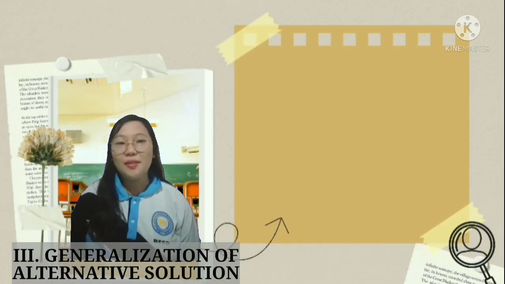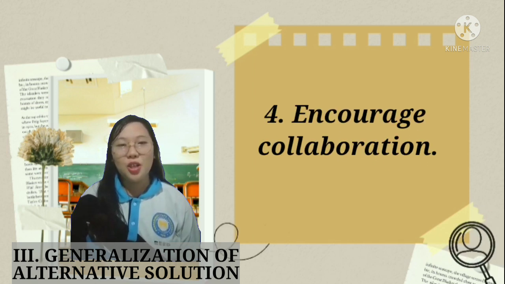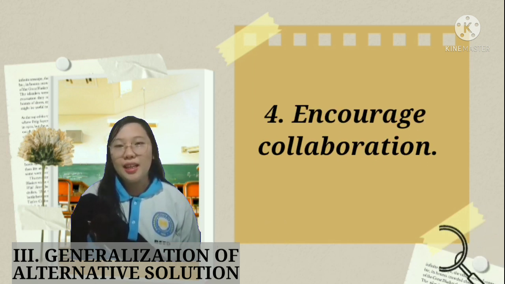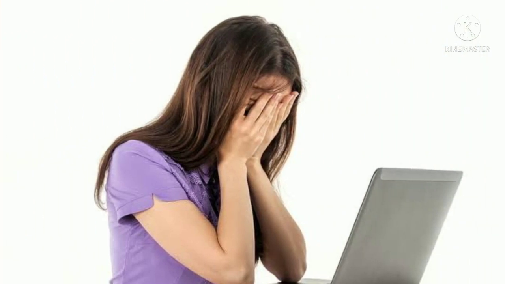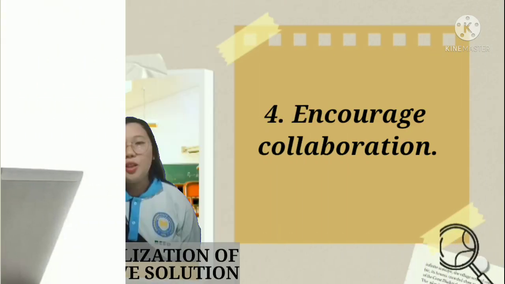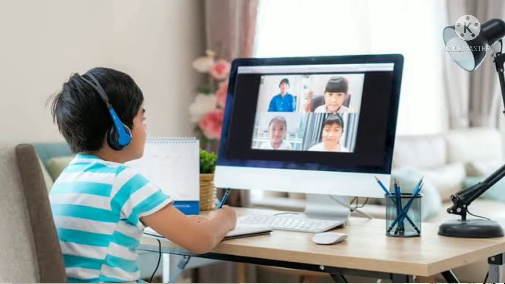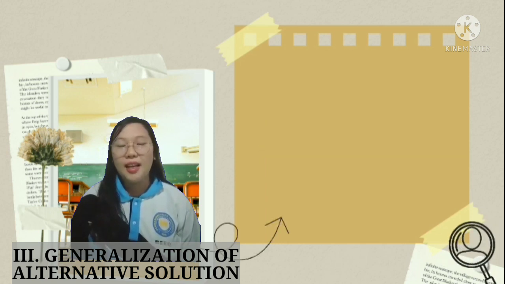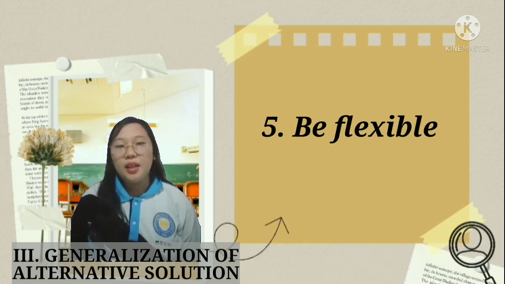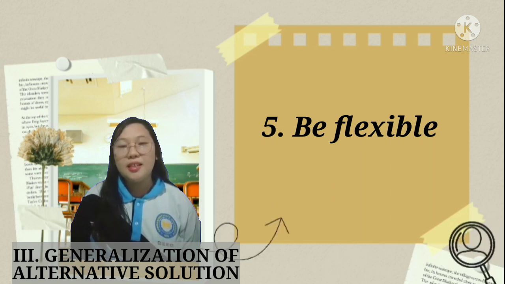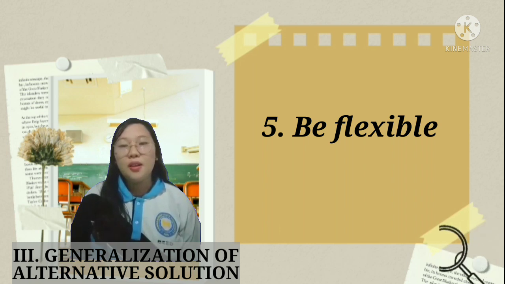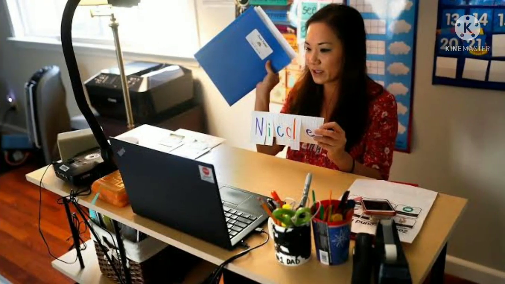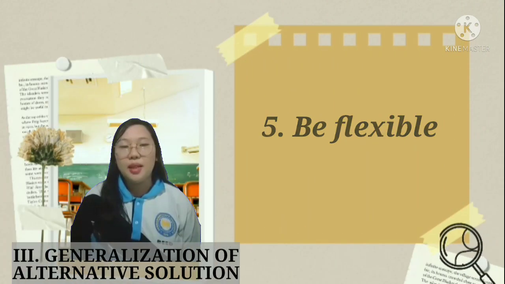For the fourth alternative solution, which is encourage collaboration, virtual learning can leave learners feeling isolated and disconnected. That's why we need to make some course assignments, partner or team exercises with a fellow learner while learning. And last is be flexible. The need for greater flexibility and resilience is apparent to all of us. As a teacher, you can predict future situations, especially in your virtual classroom, but you can be prepared enough to handle it flexibly.